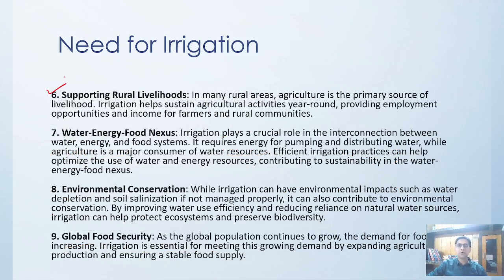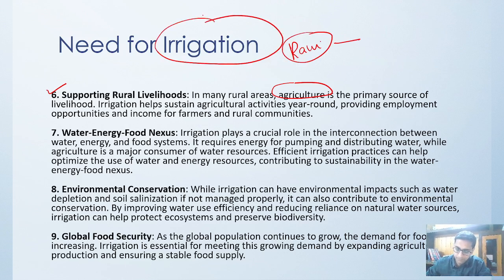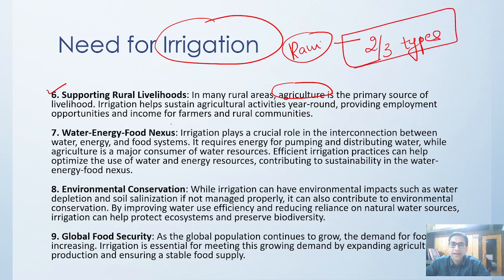Supporting rural livelihood, okay, because agriculture is the primary source of livelihood in the rural areas, right? So if we keep providing year-round water facility, it helps in generating employment. Irrigation is needed so that their field remains full throughout the year. It is not like they only depend on rain. If they have good irrigation facilities, they can grow two, three types of crops. So the people will get employed throughout the year, right? And it will also help in boosting the income of the farmer.